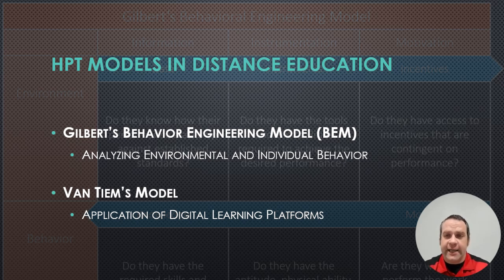For example, students are disengaged. BEM prompts us to ask, is it because of the content, or is it due to the environment in which they are learning? By looking at both, we can design an intervention or interventions that address the root cause of the actual problem.